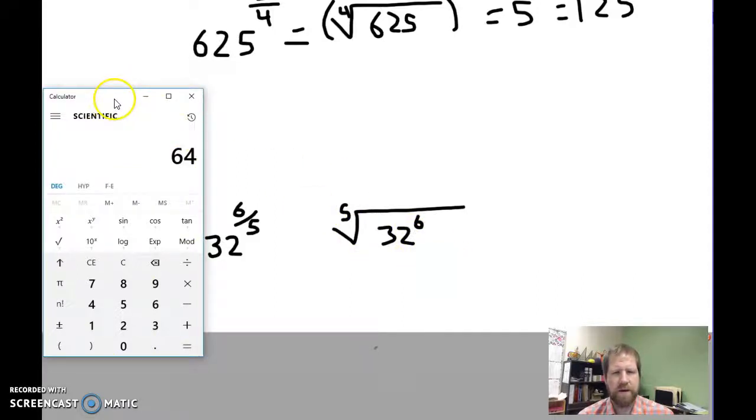When you think about it, that makes sense, because it's 6 over 5. So it's basically going to come out to taking the fifth root of it, but then doing an exponent, multiplying it by itself 6 times. So if the fifth root of 32 is 2, it's the same as multiplying 32 by 2, because I have one more in my numerator.